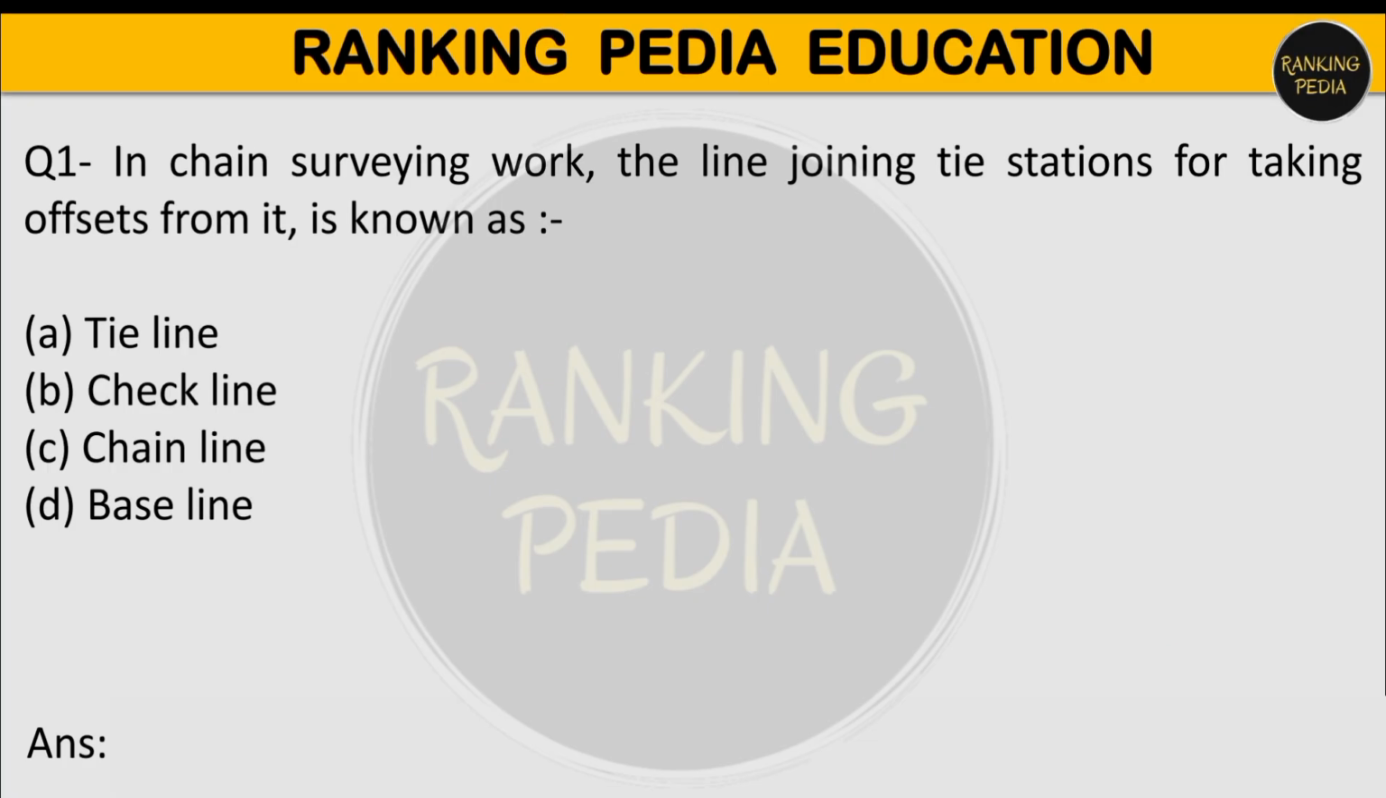First question is, in chain surveying work, the line joining tie stations for taking offsets from it is known as. Your options are tie line, check line, chain line, or base line. So in chain surveying work, the line joining tie stations for taking offset from it is known as tie line. Option number A is correct.